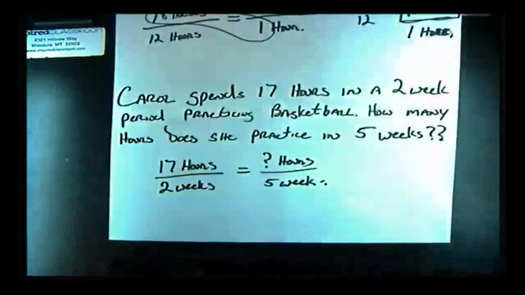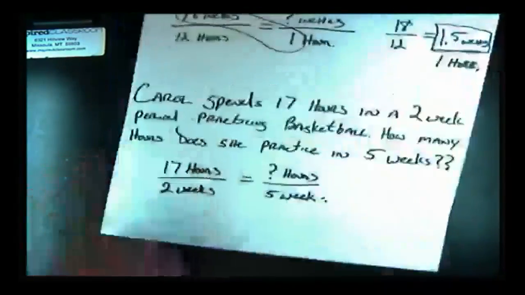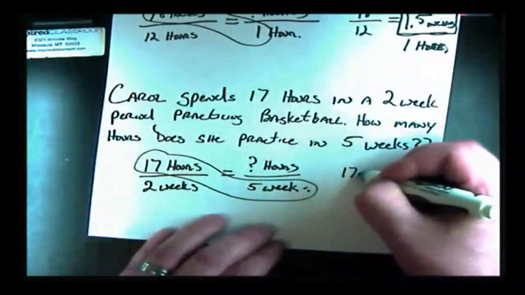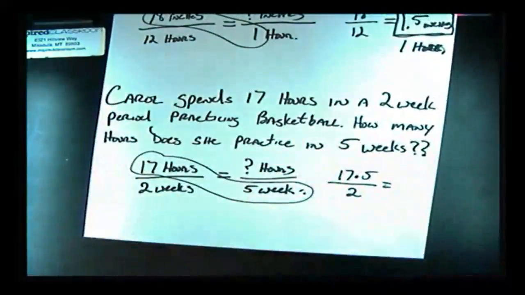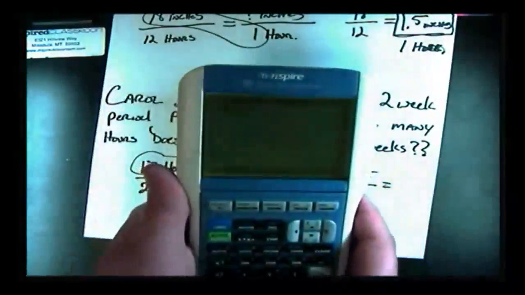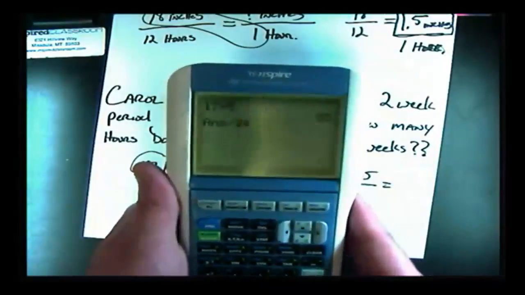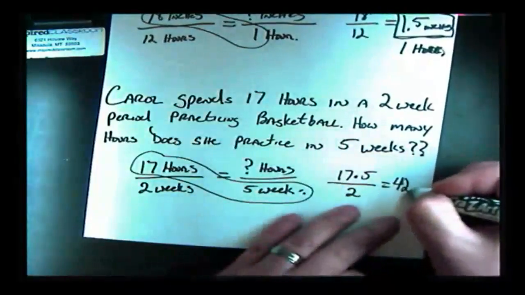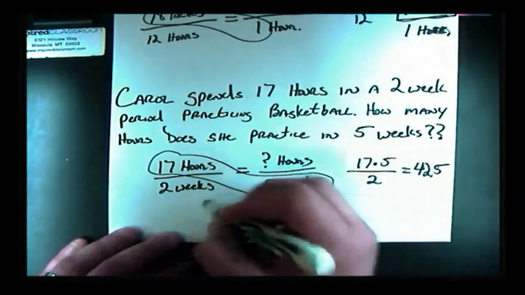Notice this time when the proportion is set up, we're not going to have something easily just quickly divisible. We're going to have to actually do this multiplication here and divide by 2. So we have 17 times 5 divided by 2. And what does that equal? 17 times 5 divided by 2. 42.5. So 42.5 hours of practice in 5 weeks.